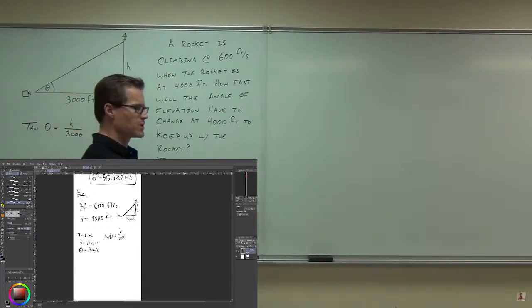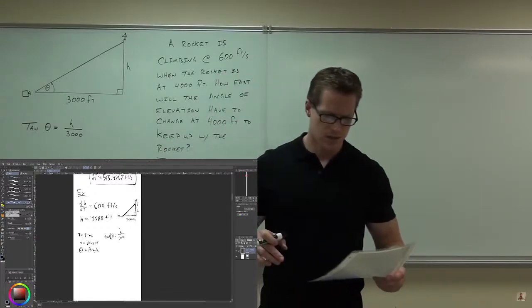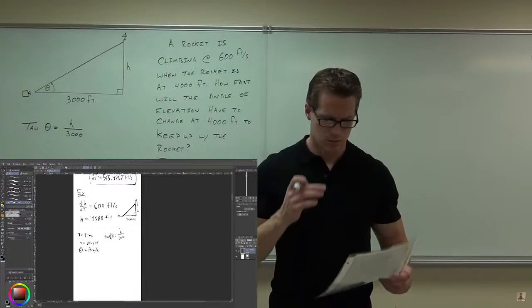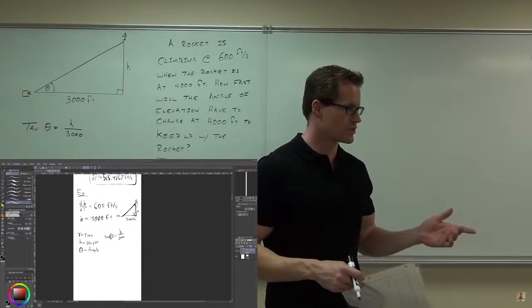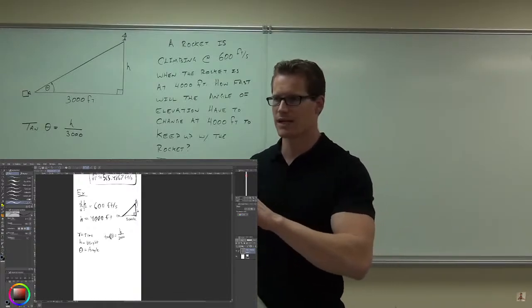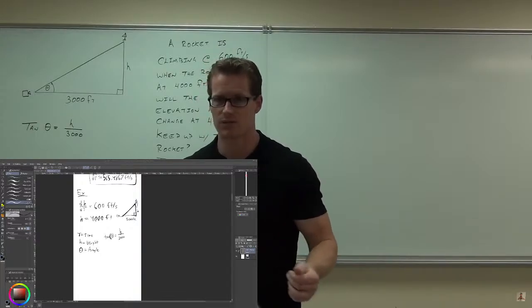Now, the next thing after we assigned our letters and we made our formula was what? What did we do? We took a derivative with respect to time. Actually, before that, we identified any rates of change. That's what we did as well. So let's identify any rates of change that we have.